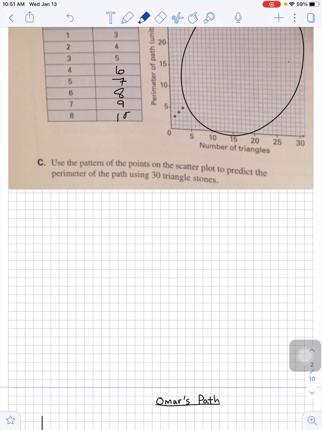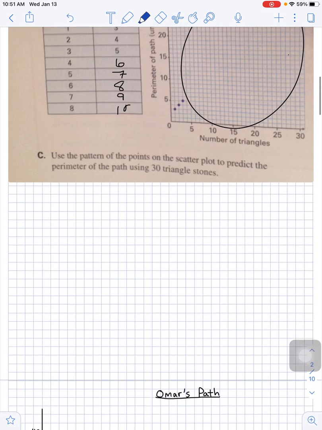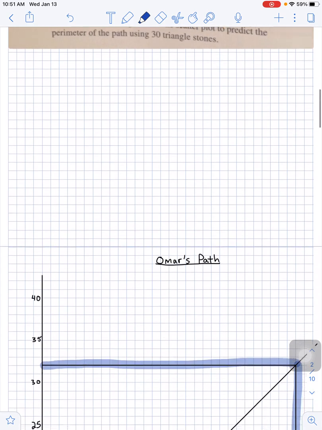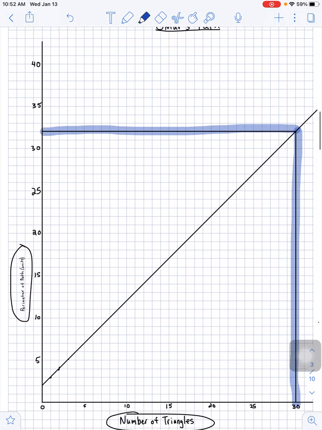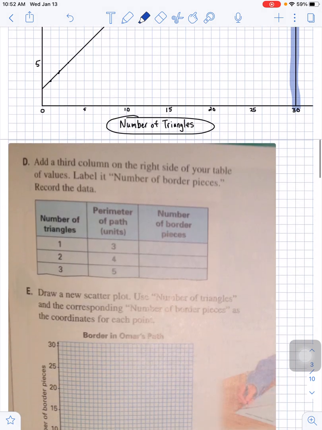Then it says use the pattern of the points on the scatter plot to predict the perimeter of the path using 30 triangle stones. All right, so I've answered that. That's 32 perimeter path units.